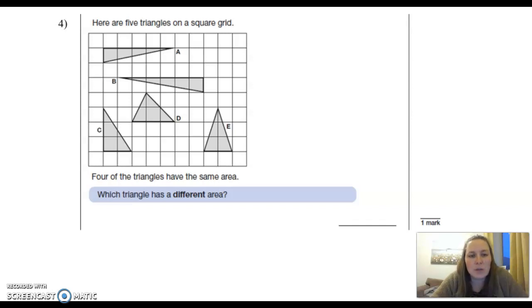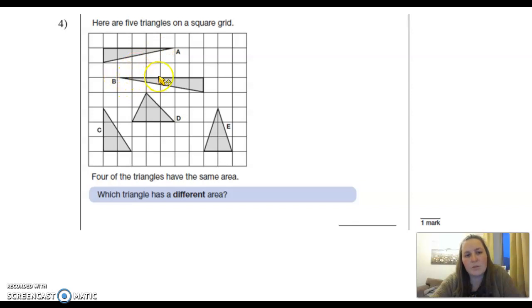So, question 4, you had to do the area of the triangles and decide which had a different area. If we remember, our formula for area was half base times height. So you need to work out the base and the height, or the length and the width, whatever you're going to call it. So this is 1 by 5. 1 times 5 is 5, and half of that is 2.5.